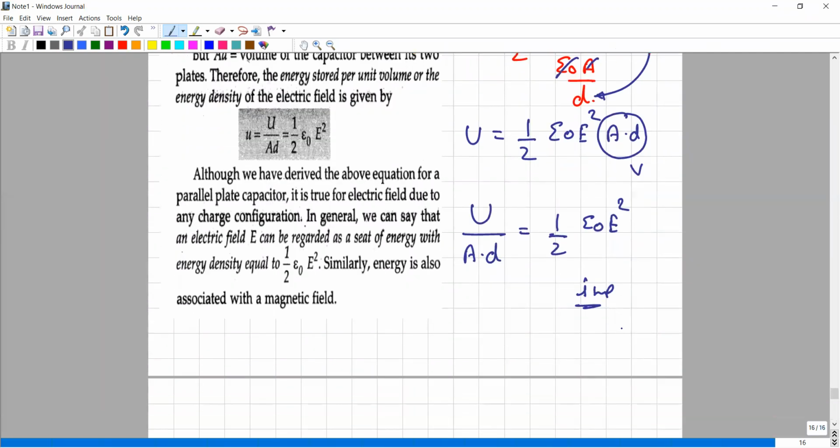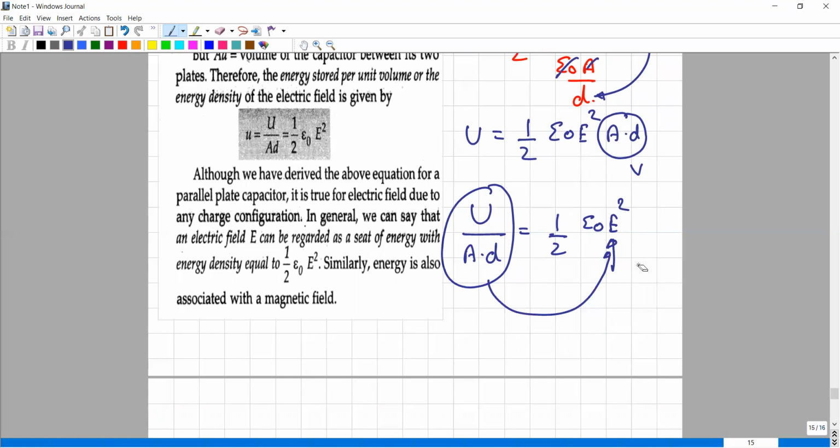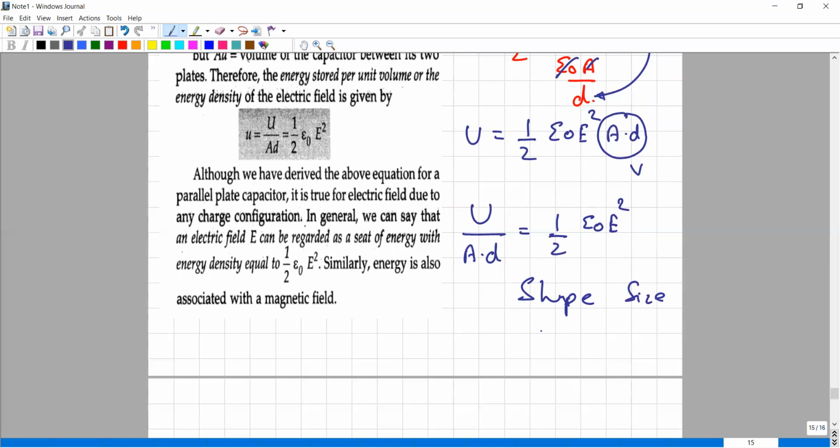Another interesting part of this formula is that you see the energy density is proportional to half, which is a constant, a number. Epsilon naught, again, it is a constant. And it is proportional to E square. That is, the energy density is only proportional to the electric field. It does not depend upon the shape or size of the capacitor. It does not depend upon the shape and the size of the capacitor. It only depends upon the electric field, nothing else. These two are constant here.